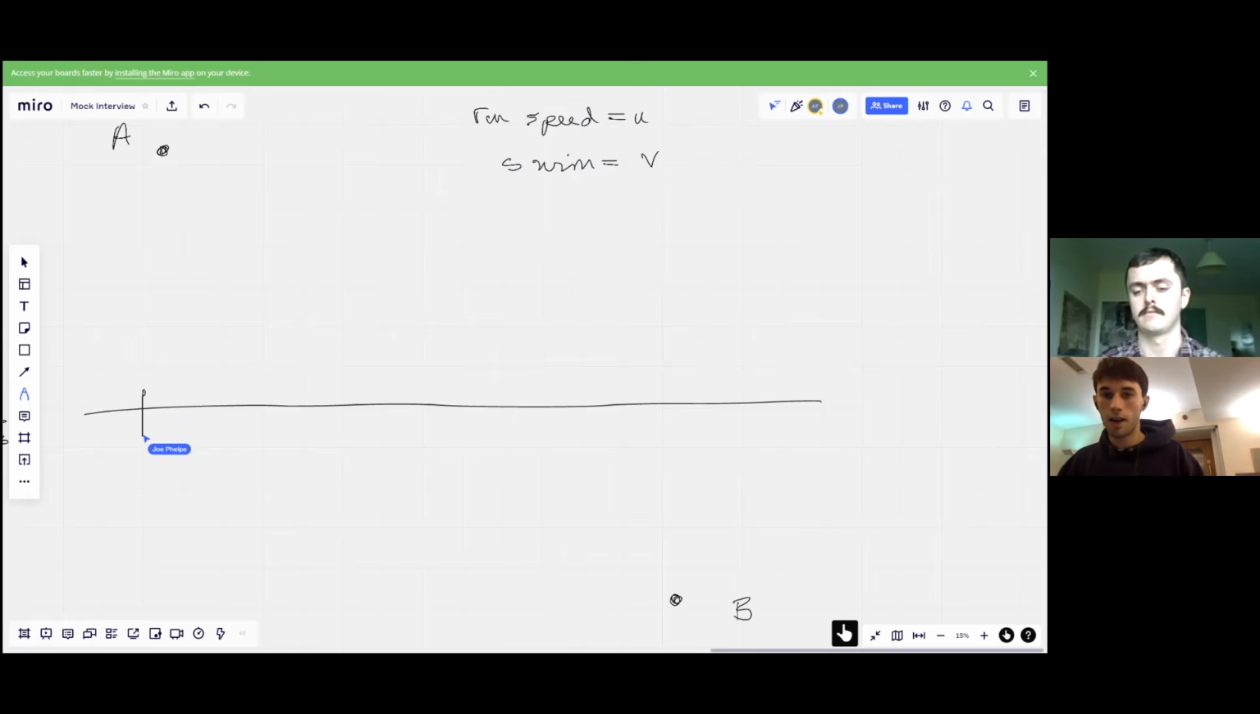So intuitively, what I'd think is that, because you said that they're faster at running than swimming, so u is greater than v, I'd imagine I'd want to maximize the amount of time I was running compared to as I was swimming.